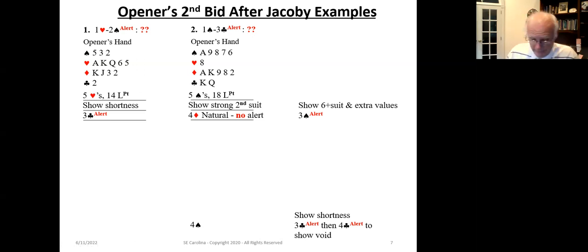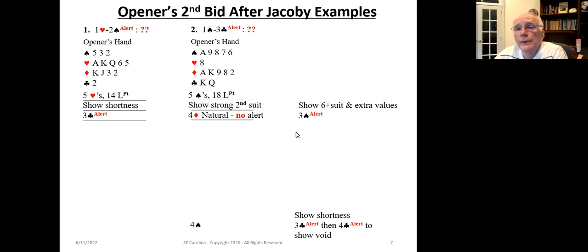Our partner's sitting there and says, I've got the queen jack. That's pretty good. I probably know my partner's got the ace king, and I've got these spades. We can make slam. Now it's a question of what level you're going to be at: 4, 5, 6, or 7.